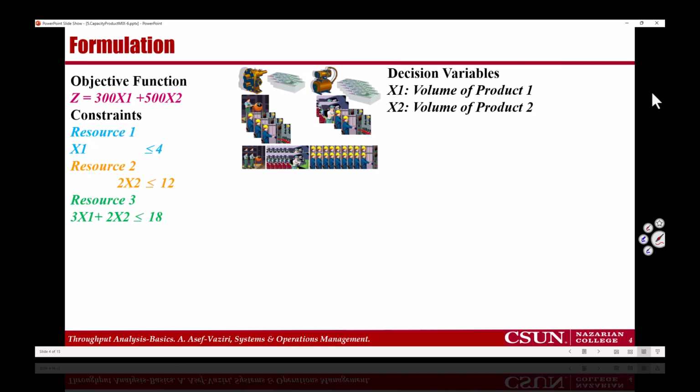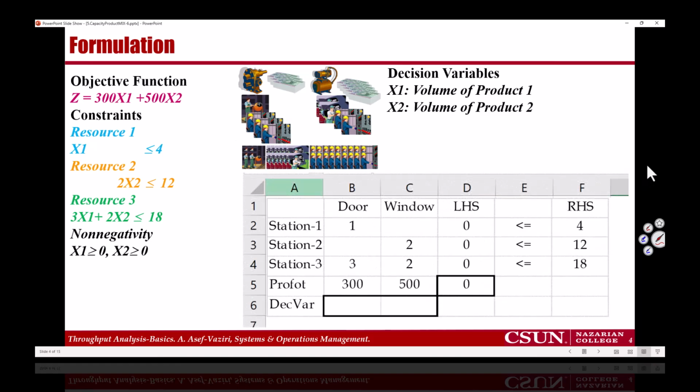And I cannot produce negative product 1 and negative product 2. So X1 and X2 should be greater than or equal to 0. And that is our formulation. Now I go to Solver to solve this problem.